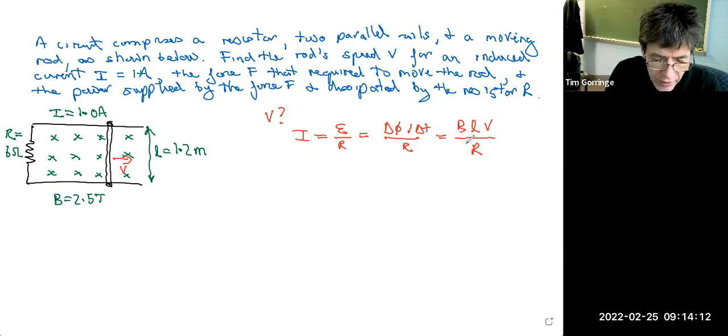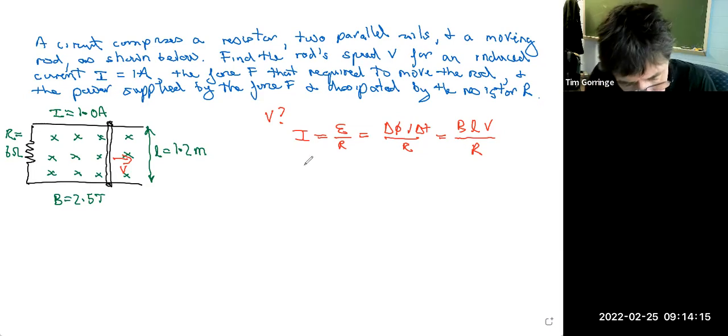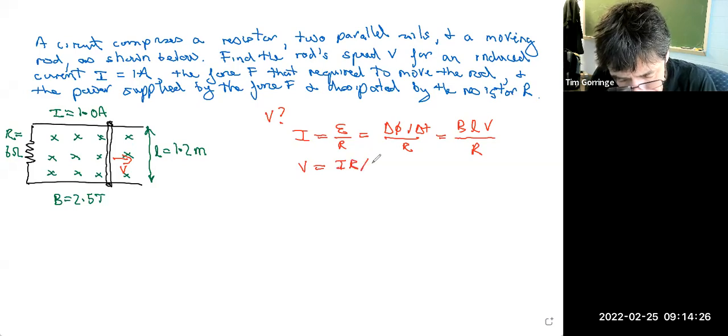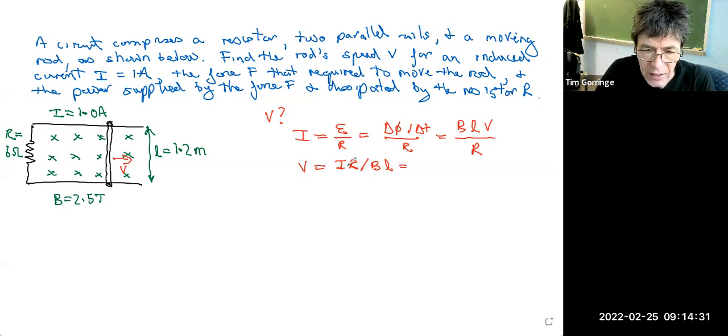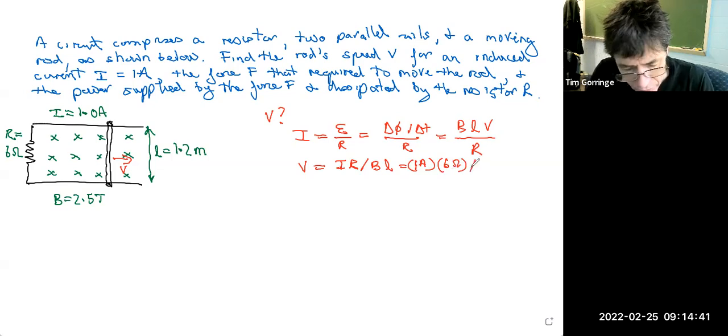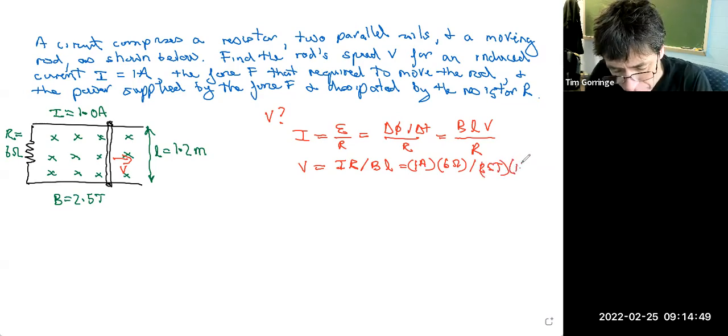But if you look at this relationship, we can rearrange it for the unknown speed in terms of the known current. So it will just be V equals IR divided by BL. And then we can feed in the values of I, R, B, and L. So we got 1 amp for the current. We got 6 ohms for the resistance. We've got 2.5 Teslas for the field. And finally, we got a length of the rod that's 1.2 meters.